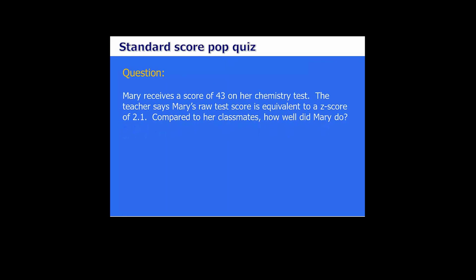Suppose Mary receives a score of 43 on her chemistry test. The teacher says Mary's raw test score is equivalent to a Z-score of 2.1. Compared to her classmates, how well did Mary do? Take a few minutes to think about it.